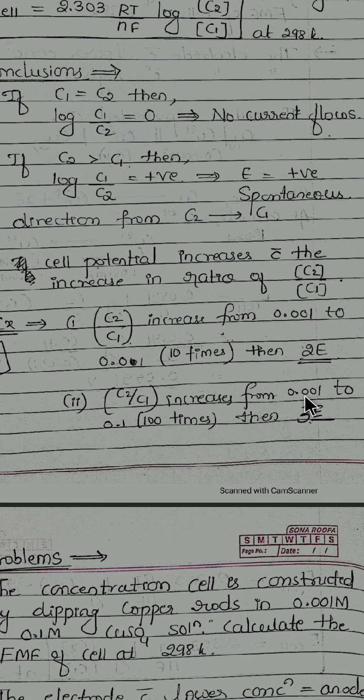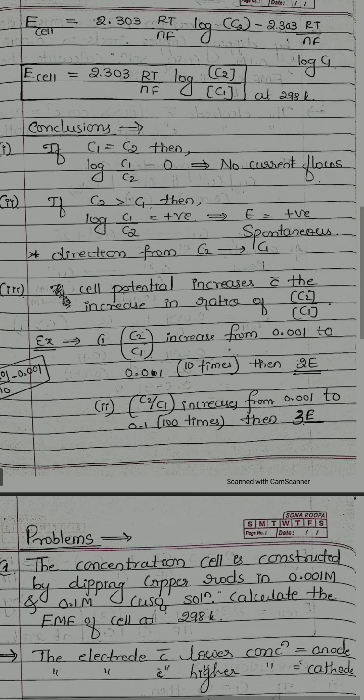If the EMF of the cell is positive, then you can say that the reaction is spontaneous. As you know already, I have told you what exactly a spontaneous process is. The process which is happening by its own is called spontaneous. Even this E being positive means that the Gibbs free energy change will be negative. That is also a spontaneous reaction, and the reaction is directed from C2 to C1. So this indicates C2 to C1.